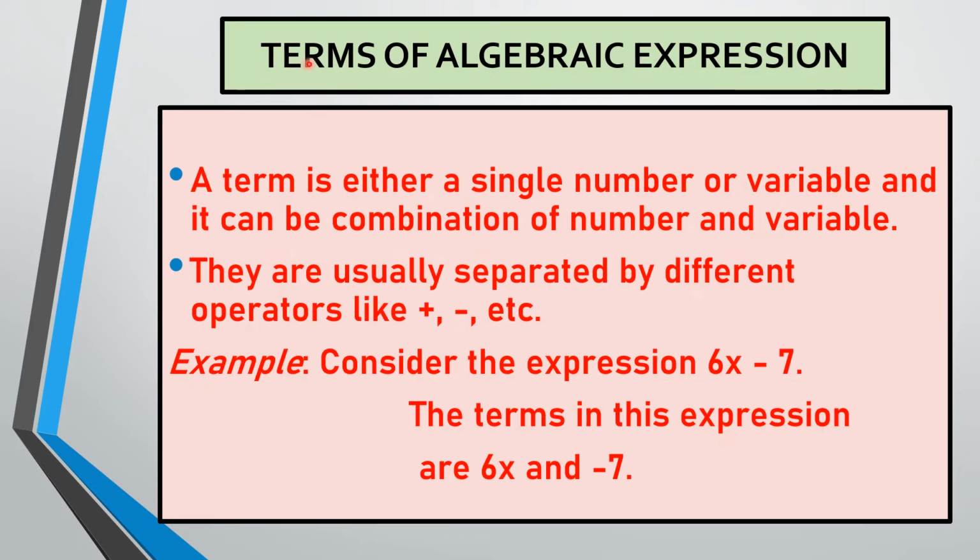Now let us see what are called the terms of an algebraic expression. If you take an algebraic expression, a variable, constant or a combination of both that are separated by plus and minus are called terms of an algebraic expression. So if you see 6x minus 7 here, there are two terms. One is 6x, the other one is minus 7. So 6x and 7 are separated by the operator minus. So here the terms of the algebraic expression are 6x and 7.